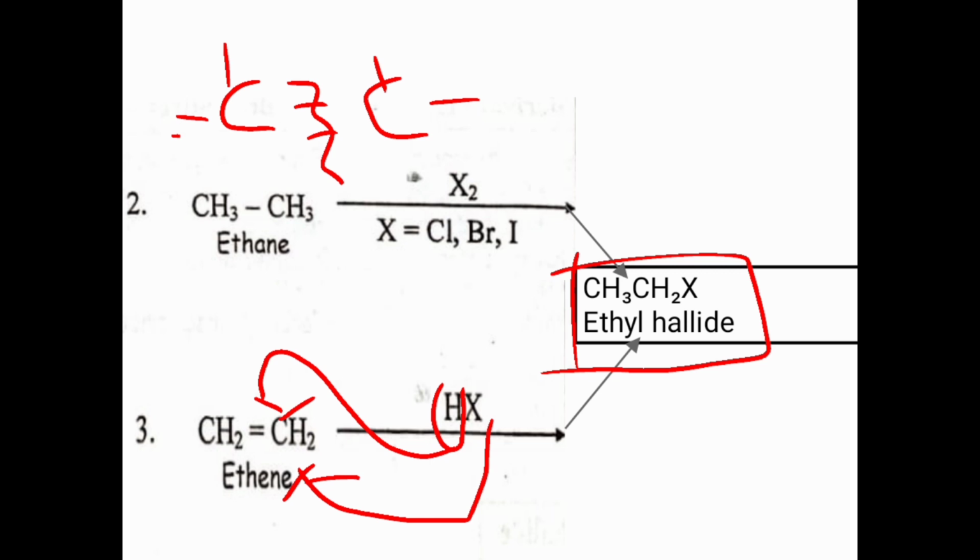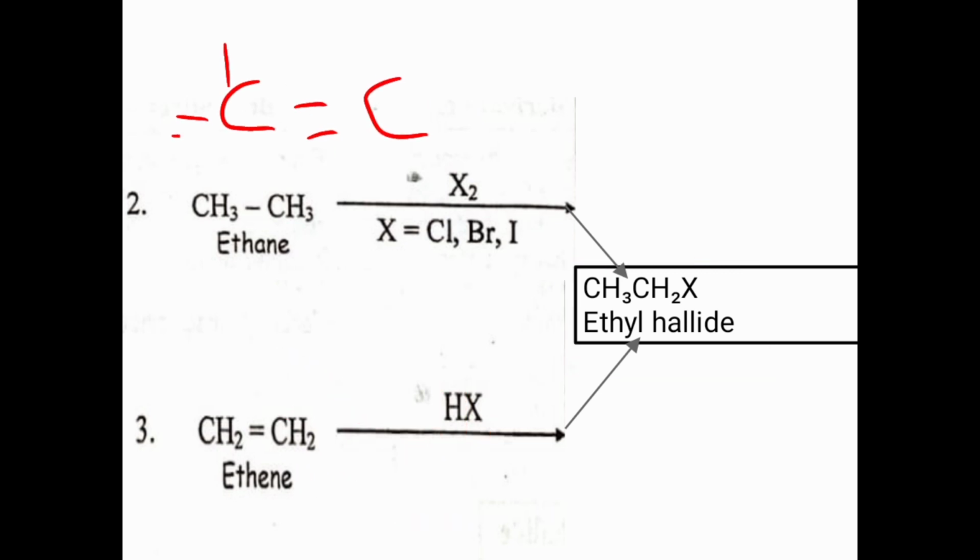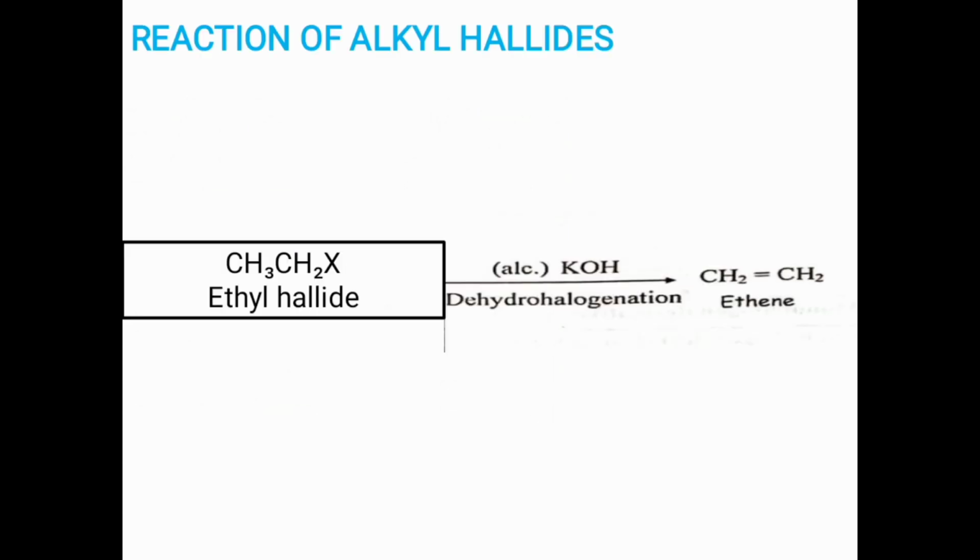Students, is this clear? So let's go further. Next, in this segment of the video we are talking about the reactions of the alkyl halides, some basic reactions of the alkyl halide. Now students, this reaction is known as dehydrohalogenation, that is, removal of one hydrogen as well as one halogen from this reactant, that is ethyl halide. Now we will see how it happens and how the formation of ethene takes place.